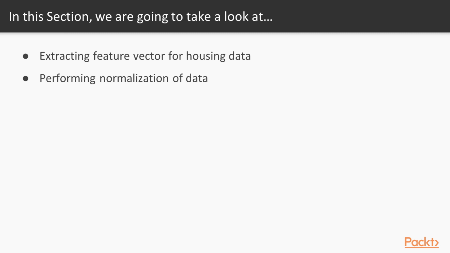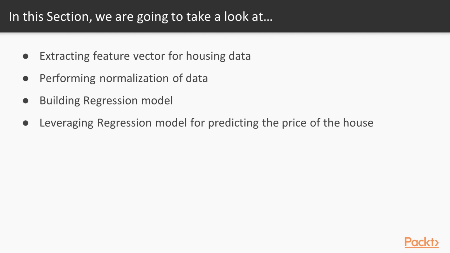For example, if we have a price and we have really big discrepancies in it, sometimes we want to normalize it to a definite range, for example from 0 to 10 or something like this, to make our model work more predictably. Next, we'll be building a regression model based on that normalized data. We'll be leveraging the regression model for predicting the price of the house.